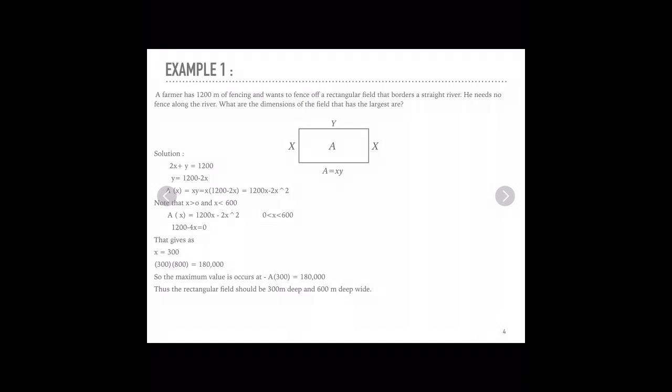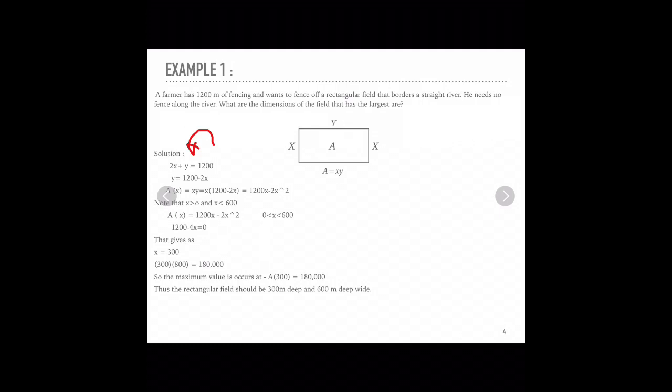So we're going to use the formula A equals xy. The area is equal to x(1,200 minus 2x). So, isa-substitute natin si x sa 1,200 minus 2x. So, magiging 1,200x minus 2x squared.